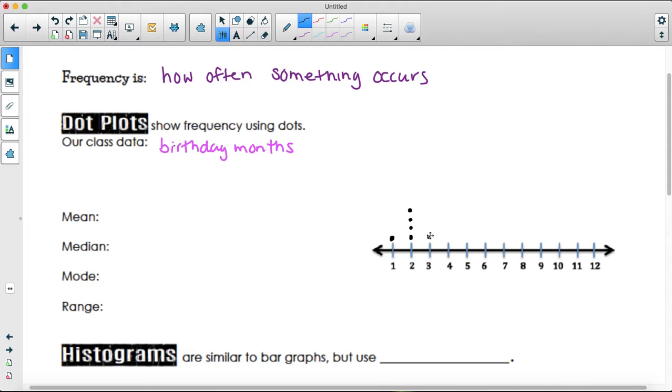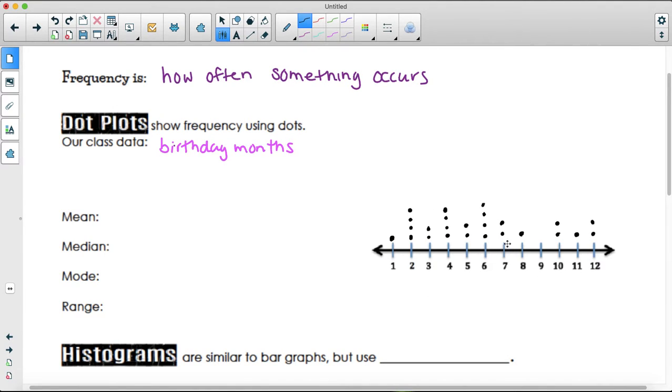Then I'll use 2 dots for March. I'll use 4 dots for April. 2 for May. I'll use 4 for June. I'll use 2 for July. 1 for August. I'll do none for September. I'll use 2 for October. 1 for November, and then 2 for December. So this is our dot plot.